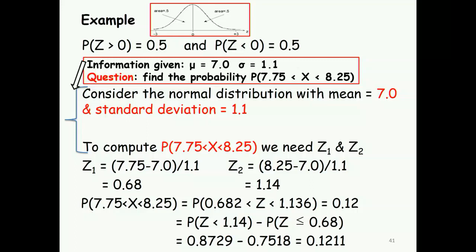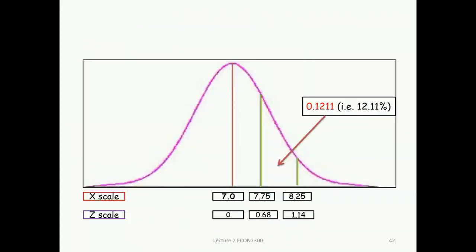The question: what is the probability between the two? First I have to convert one z value for this one and another z value for this one, then I could easily find my answer. You see, on the x scale, mu is 7, and the question is between 7.75 and 8.25. On the z scale, I already know the middle is 0. The mean equals 0. When I converted this one to a z value, it became 0.68. When I converted this one using the formula, it becomes 1.14.